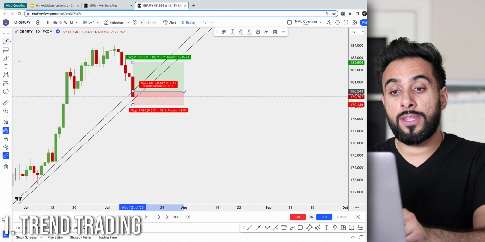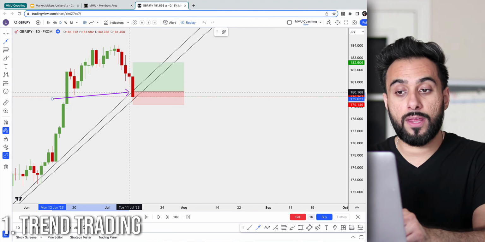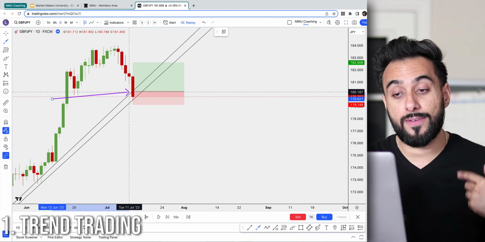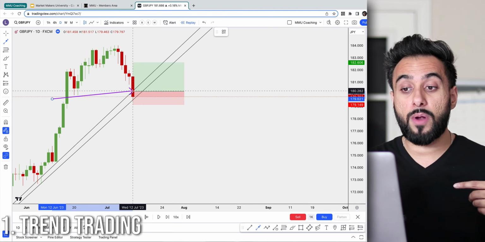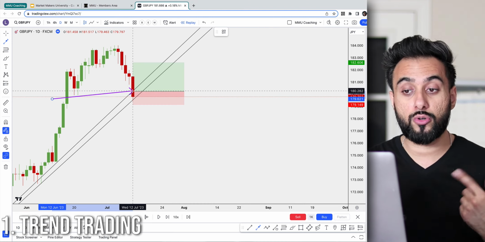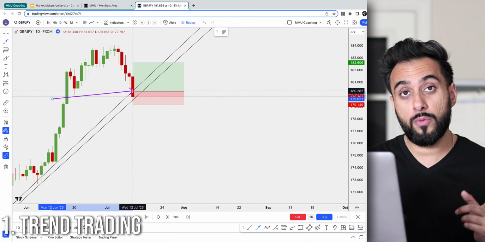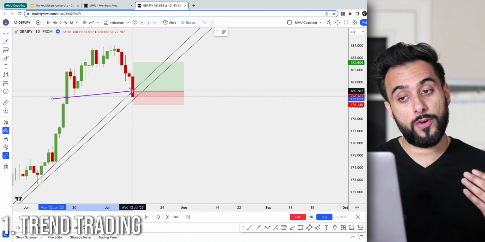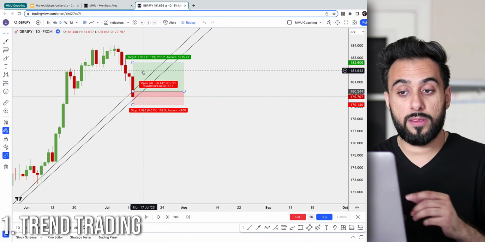Now entering on the closer bound on the first trend line gives you a little bit more of an aggressive entry, which means you'll have a higher probability of the trade getting triggered, but you might be enduring a bit more of a drawdown. So this right here would be the more aggressive entry.